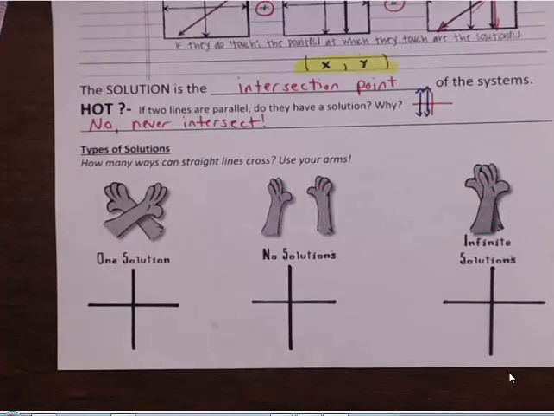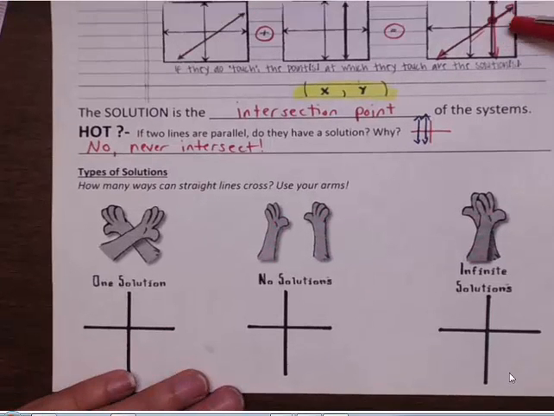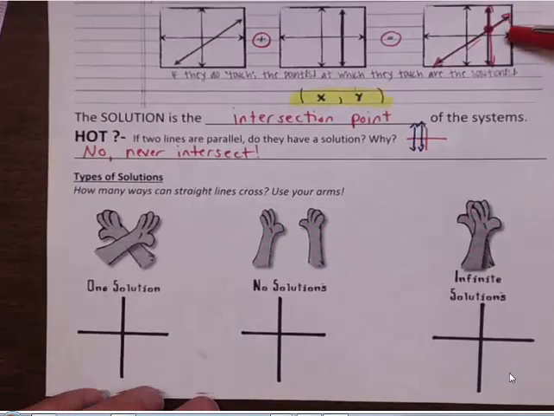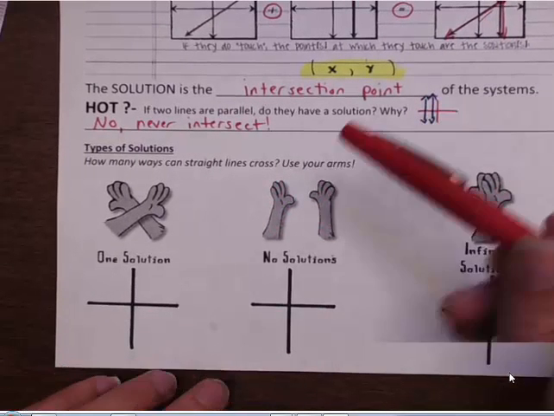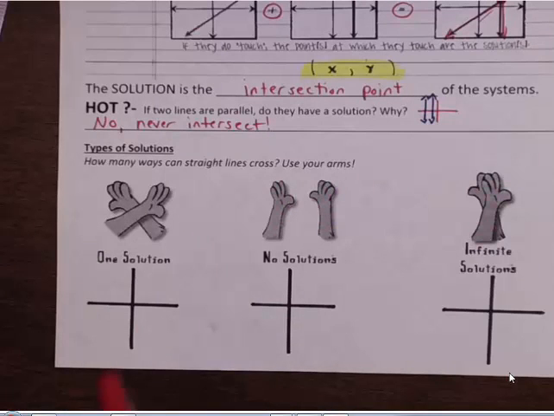So if you look down here, we're looking at the different types of solutions. We already talked about the one solution in this system of equations. We talked about how there's no solution in this system of equations. And now we're going to talk about the other one. So, how many ways can you make a straight line with your arms? Right now I want you to hold up your arms and cross them. Okay, they cross at one point. This is similar to our system of equations.